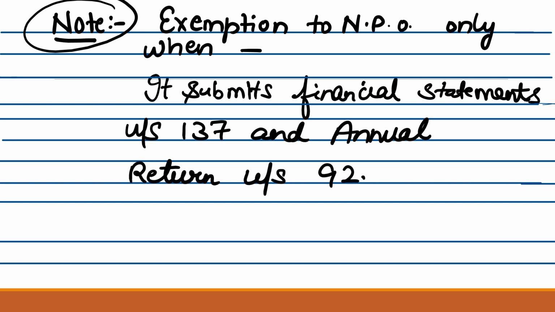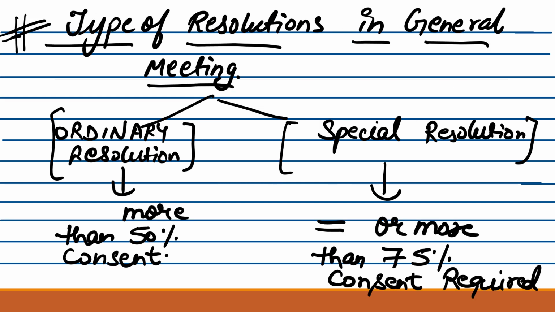Now, a brief introduction regarding the types of resolutions in a general meeting. These are not covered under section 149 subsection 1. It's only a basic understanding we should have of what sort of resolutions are followed in a general meeting. So there are two types of resolutions. One is the ordinary resolution, another is the special resolution. Now what is an ordinary resolution? An ordinary resolution means a resolution where there is more than 50% consent, meaning the votes cast in favor are more than the votes cast against the resolution.